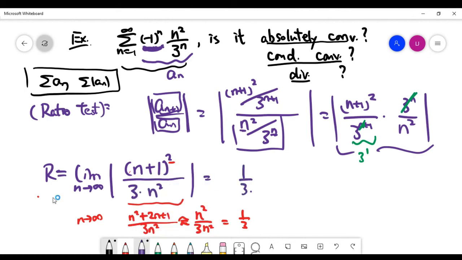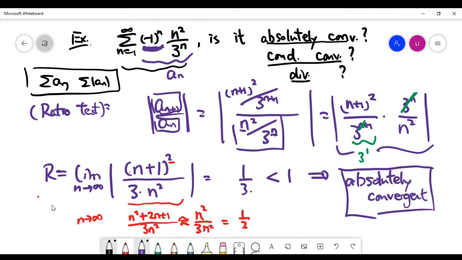Based on the ratio test criterion, because the ratio is less than 1, our current series is absolutely convergent. So that's the end of this problem.